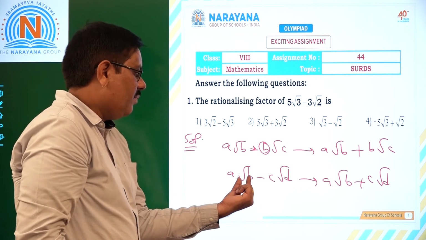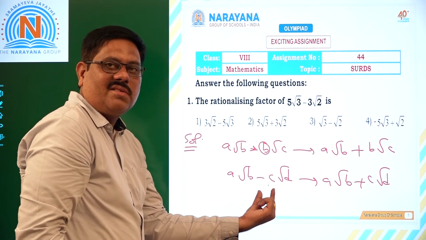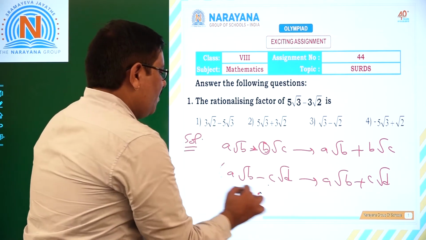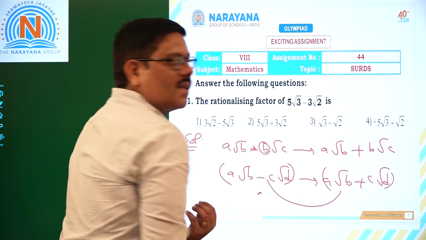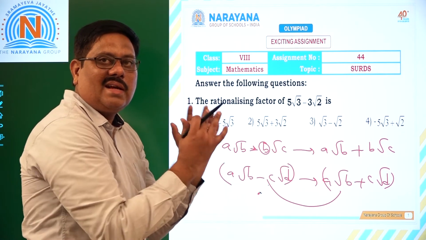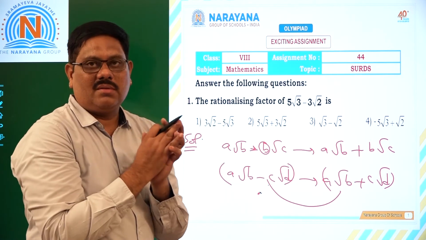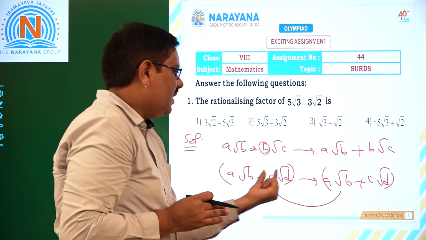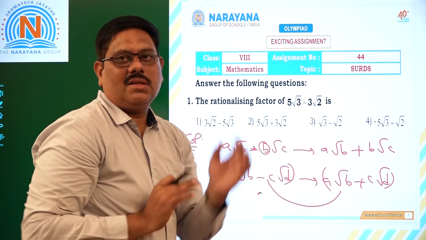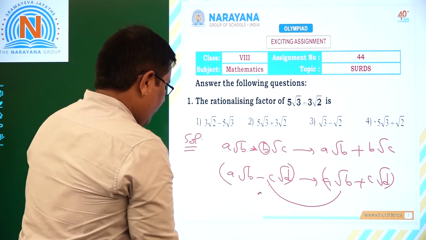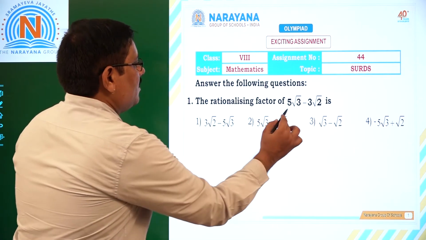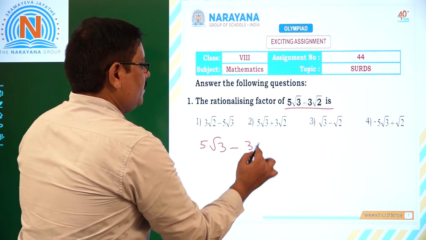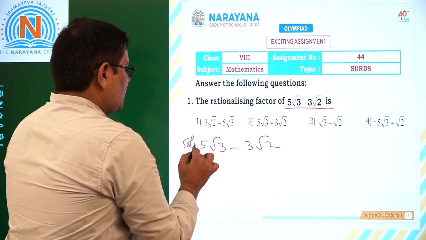If it is like a root b minus c root d, its rationalizing factor is certainly a root b plus c root d. Why? Because if you multiply these two, the resultant becomes a rational number. The irrational part will be waived off, so that one is called the rationalizing factor of the other. Now let us see the given question. The given question, 5 root 3 minus 3 root 2 is given. So what is the rationalizing factor now?